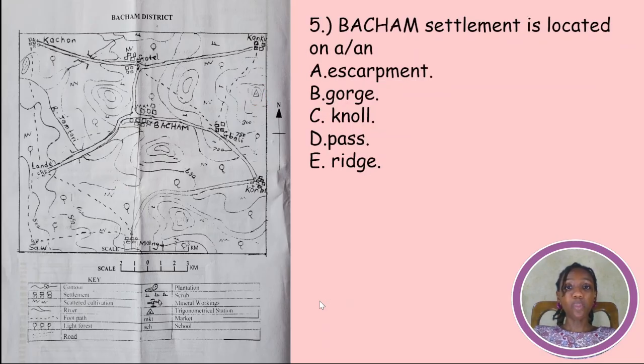Question 5. Bartram settlement is located on a... Firstly, let's find Bartram settlement, and we can see it in the center of our map. The answer to this question is option D, a pass. Now let me show you what it means. But if you watched our last NECO correction video, that is the one for 2023, then you should have gotten this question, because there was an objective question that made us explain this feature in detail.